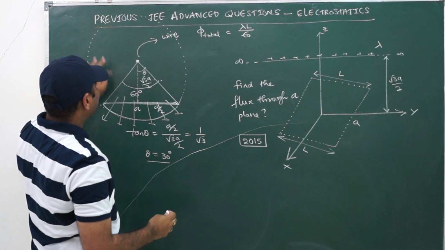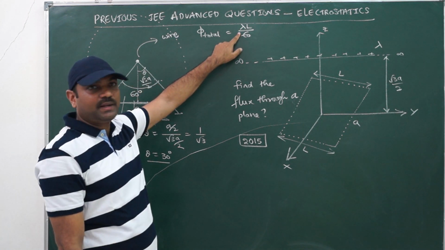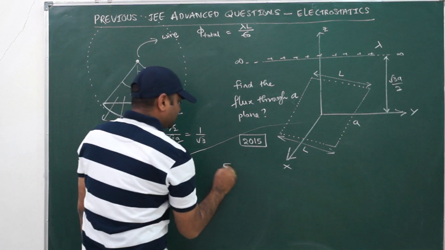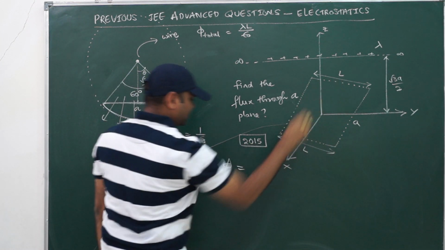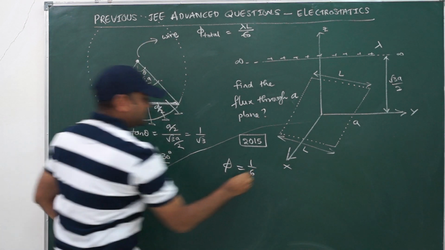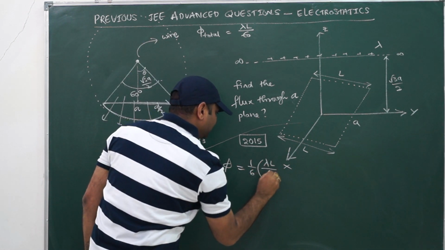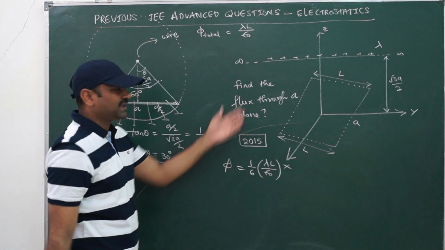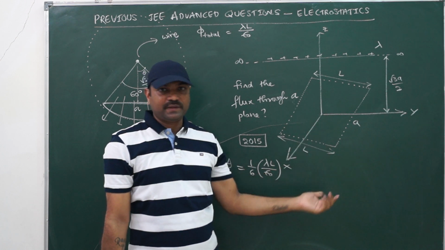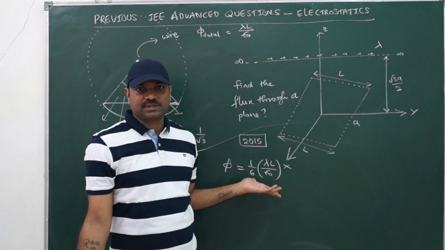For a 360-degree angle, we are getting lambda L by epsilon naught. For a 60-degree angle, what is the flux value? The flux coming out of this plane is 1/6 of the total flux value, which is lambda L by epsilon naught. Actually, this is the integer. They ask lambda L by n epsilon naught. What is the n value? Then n value will get 6 directly.